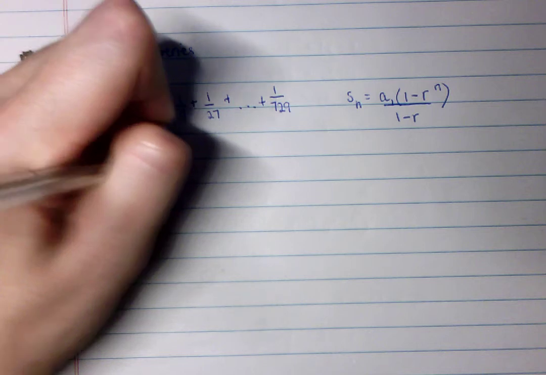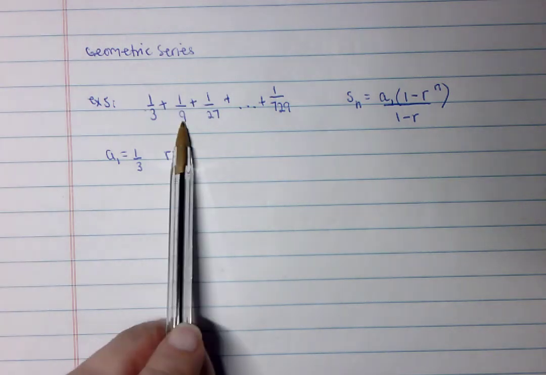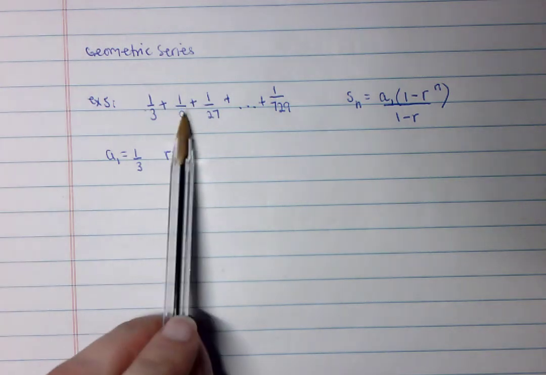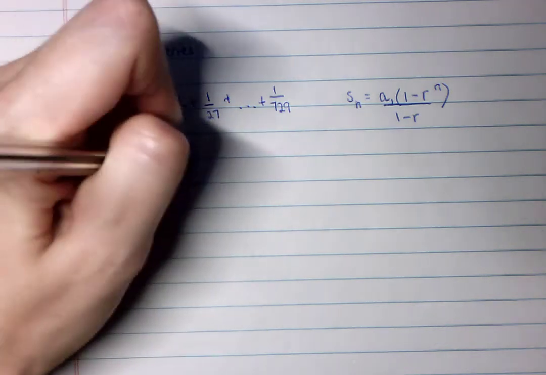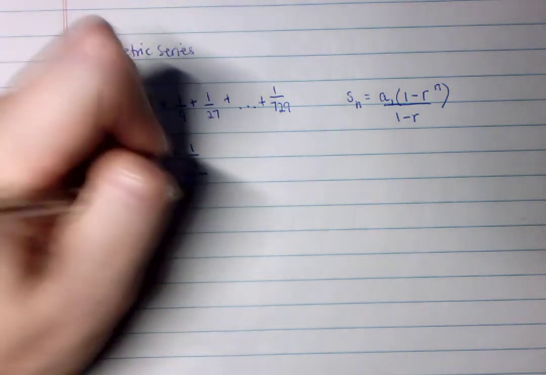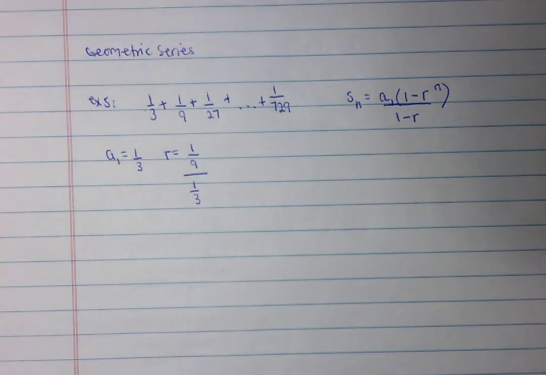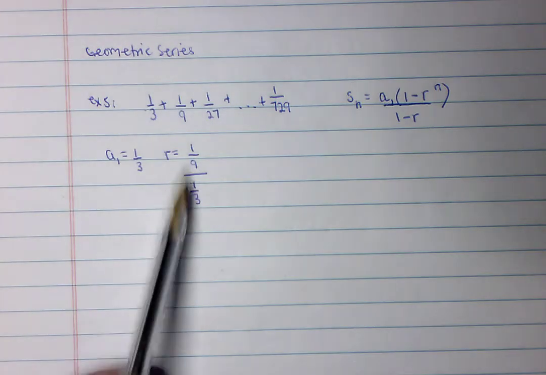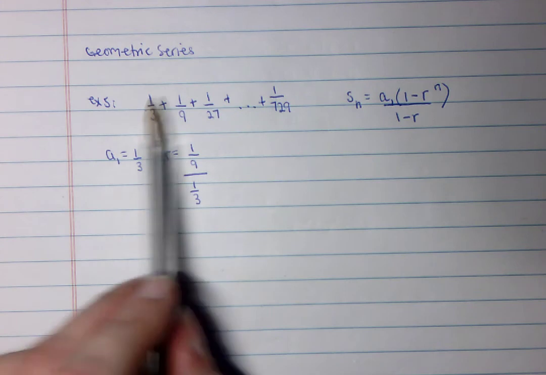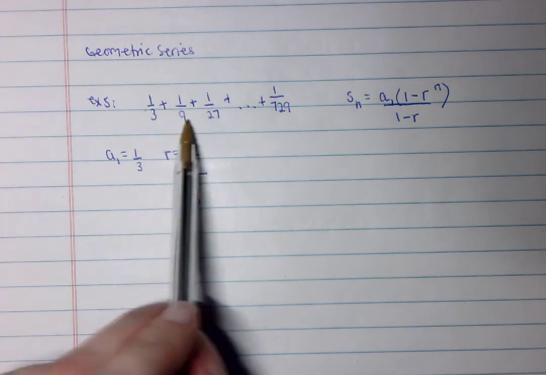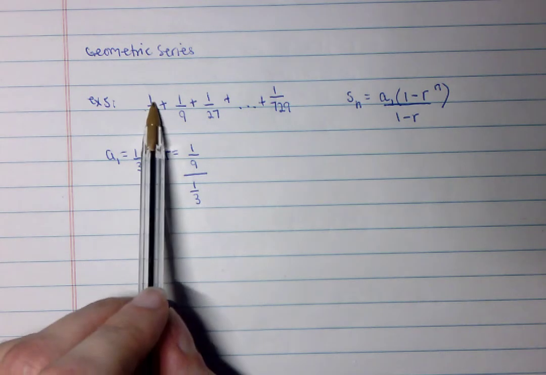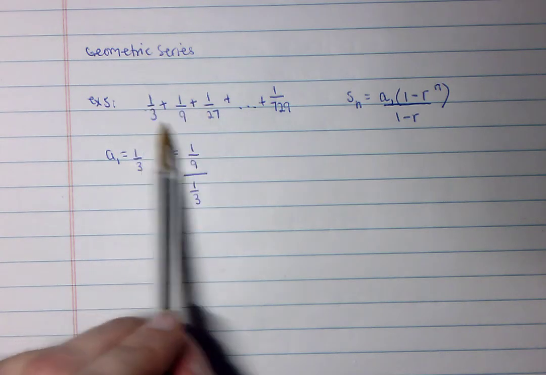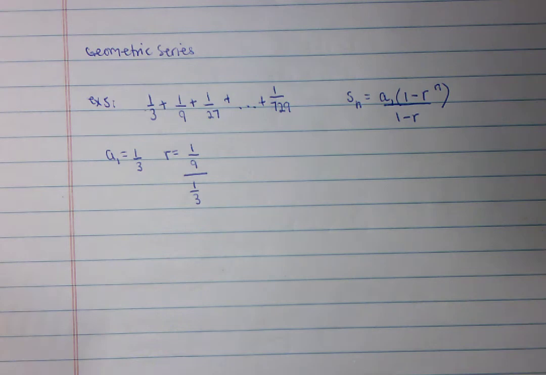r you can find by dividing one term by its previous term. So if you do that, 1/9 divided by 1/3, that will actually help you find r. You can also kind of see what's being multiplied, but this will just show you for sure what it is. You can tell they multiply by 1 each time, and then on the bottom they multiply by 3. So it should be 1/3. But this is nice to just see what it is.